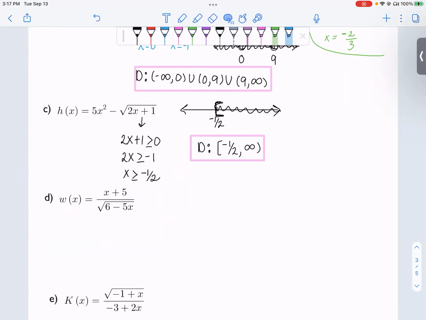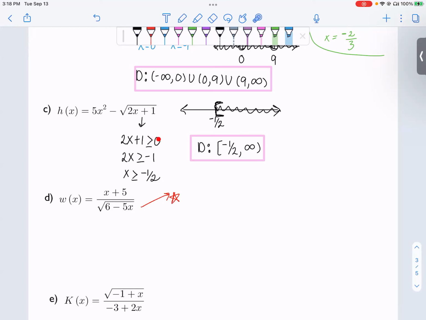All right. For this next problem, there's two issues here. One, radical. Two, that radical is in a denominator, and that gives us a really specific case.